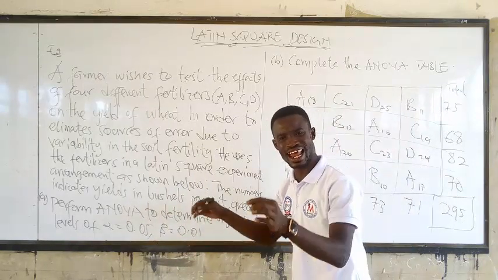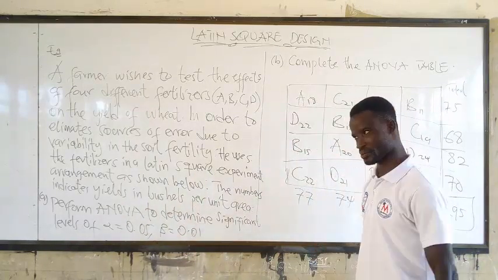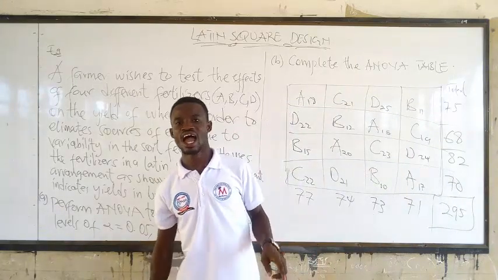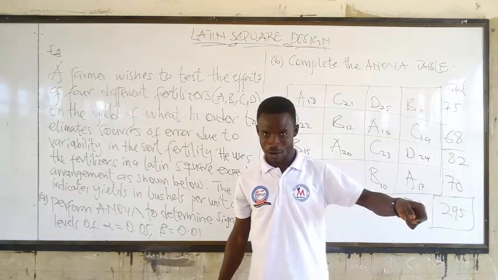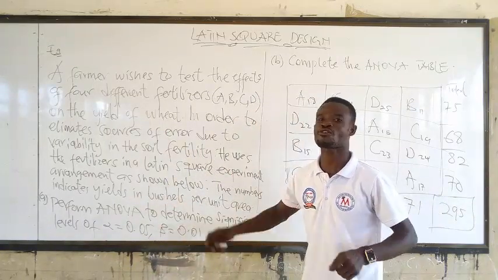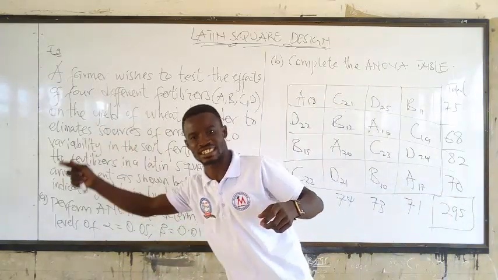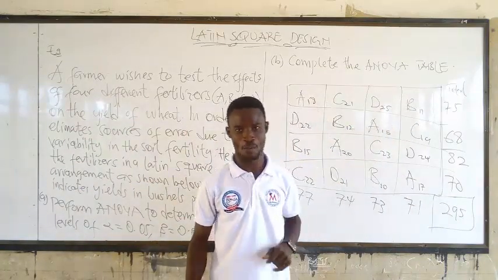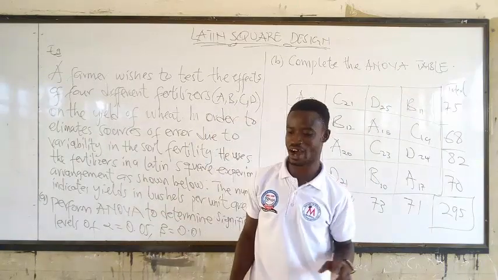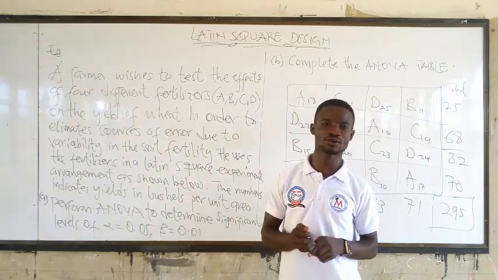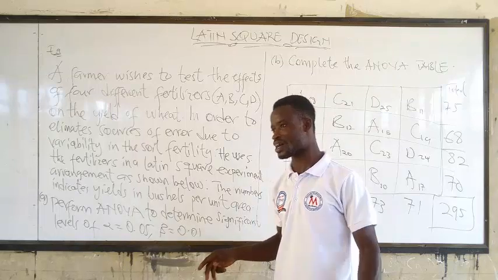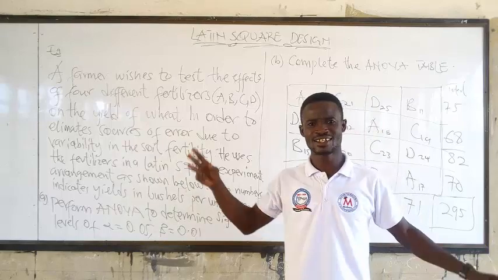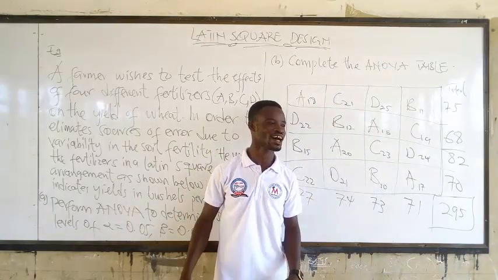But in the Latin square, you consider three. One is the treatment, and the other two are the row and the column. That is why we are saying that we consider two sources of variability. So we are going to consider three things. That means we have to come out with how many hypotheses? Three.